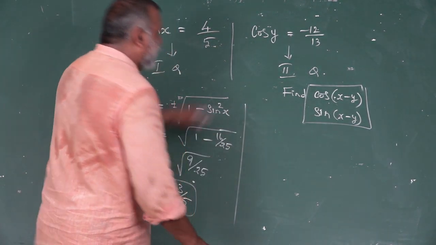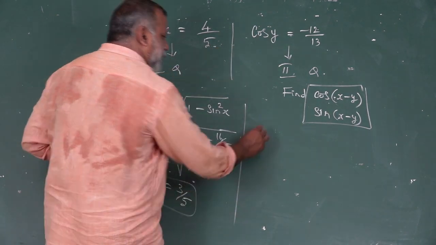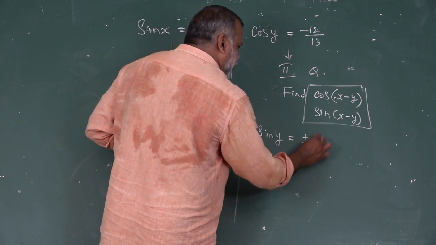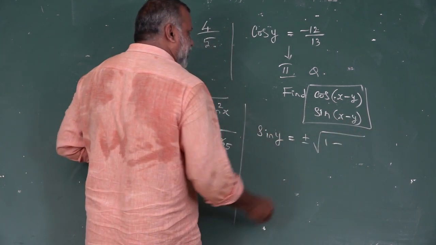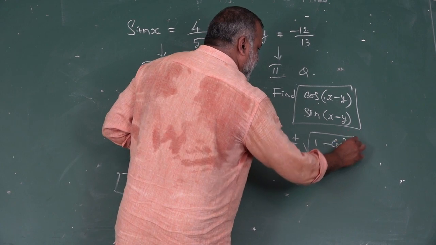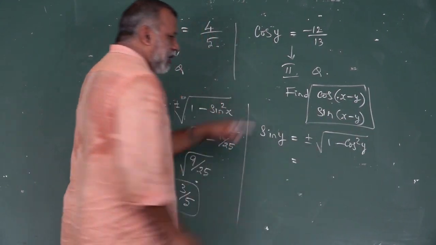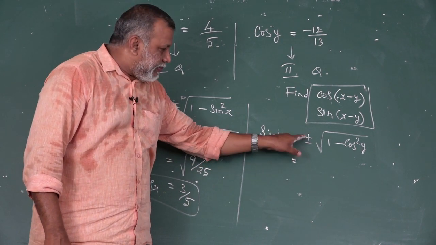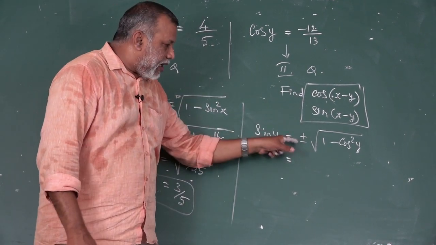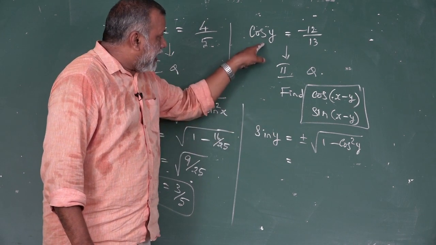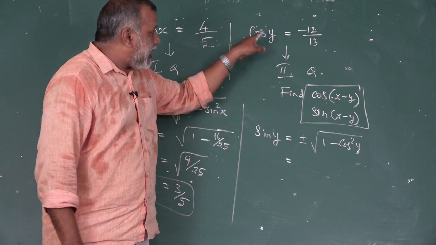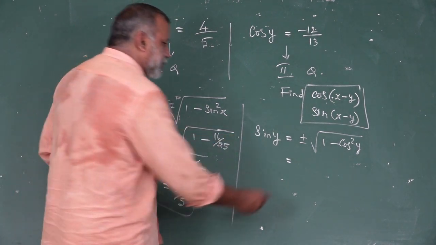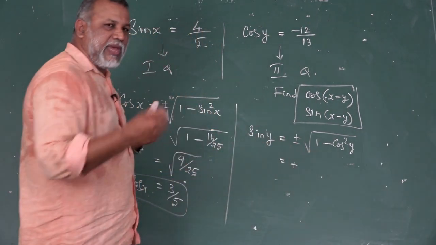Now listen here. Cos y is given. We have to find sin y. Sin y equals plus or minus root of 1 minus cos squared y. Just use the same concept: always plus or minus here, that is the general formula. Now see, it lies in the second quadrant. In the second quadrant cos gets negative, but sin gets positive, by using the concept of ASTC.